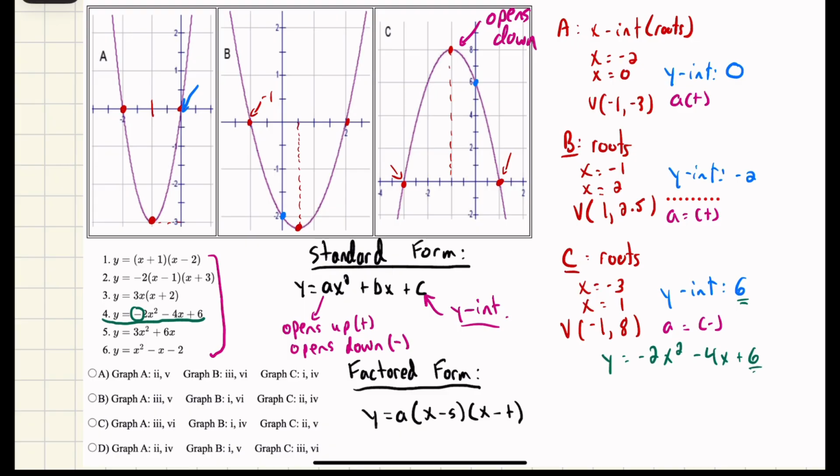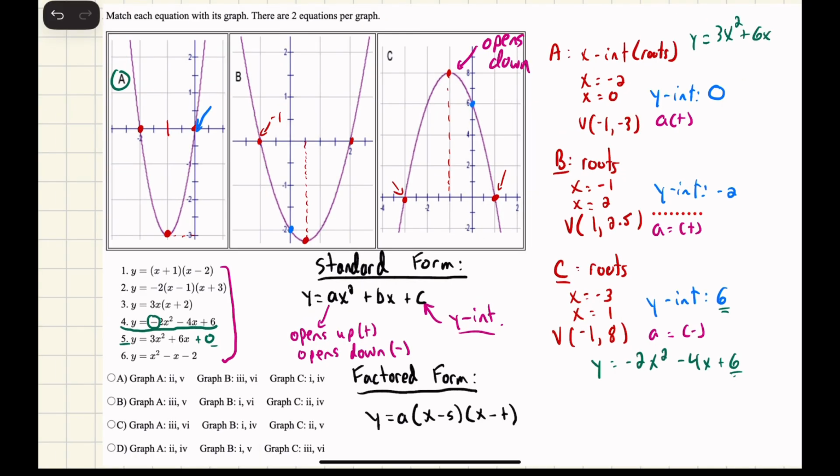Now, as for the other ones, if we look at equation 5, it has no C value here, which means that C is 0. And so if we're looking for a graph in which the y-intercept is 0, well, that is graph A over here, and the A should be positive because it opens upwards. So equation 5 here would be well suited for graph A.